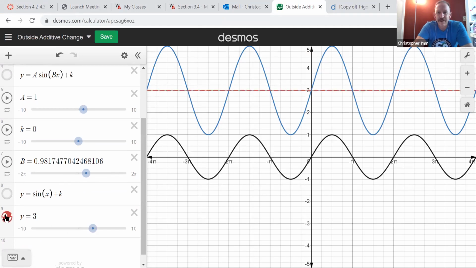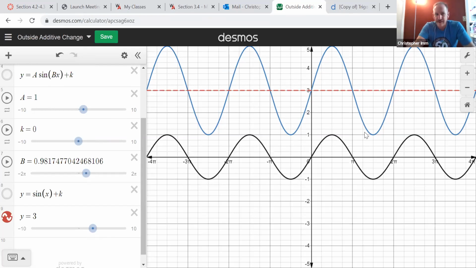And turn that on. Our midline has shifted up as well, not 2, but it's shifted up 3. So this is going to help us with the attributes of this sine graph, and cosine. This is going to be a lot like your Desmos project.